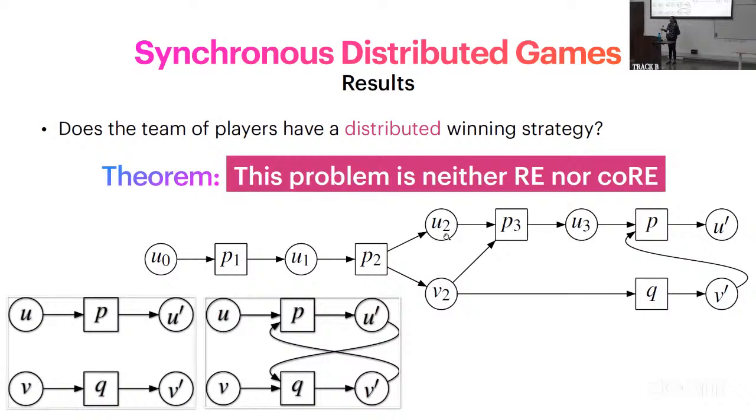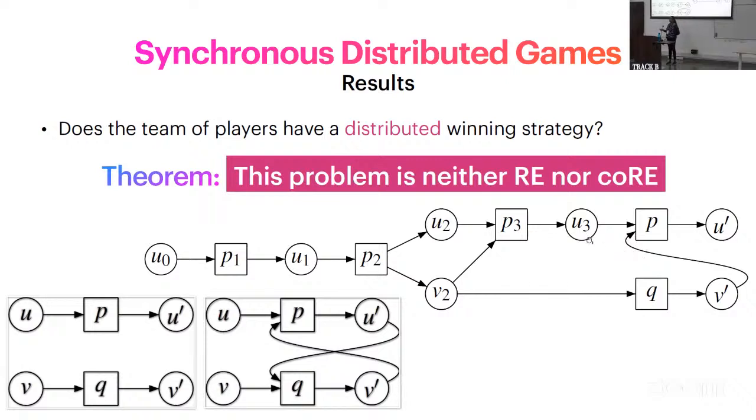Since P3 can see both U2 and V2, P3 can also know what is going to happen in this part of the world. Everything in U2, V2, U3, U prime, V prime, all of those things, but not U1 and U0. Okay. What about P?